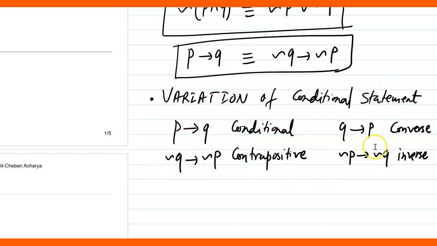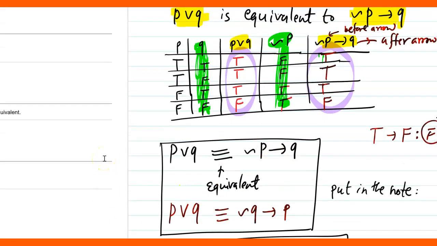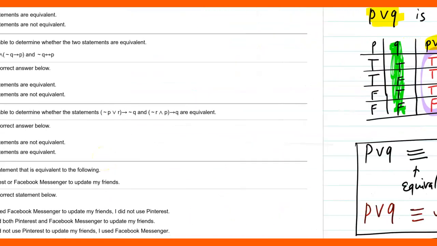Again, that's the variation of conditional statement. All are conditional statements, but variations. P right arrow Q, as usual, is the conditional. If you switch the order, Q right arrow P, that's called converse. If you switch the order and negate, that's called contrapositive. If you just negate without switching order, that's called inverse. And these are called variations of conditional statement. And all this homework is based on the discussion I just did in the notes.